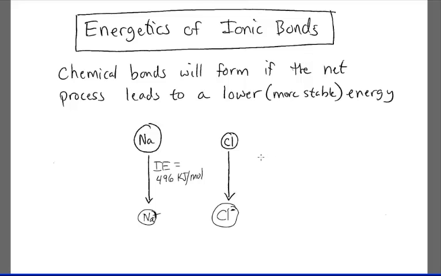The process of turning chlorine into chloride ion is the electron affinity. You have to add an electron, and that energy for chlorine is negative 349 kilojoules per mole. Taking an electron off sodium requires energy. It takes energy to pull it off, whereas adding an electron to chlorine actually gives back energy. It's negative energy.